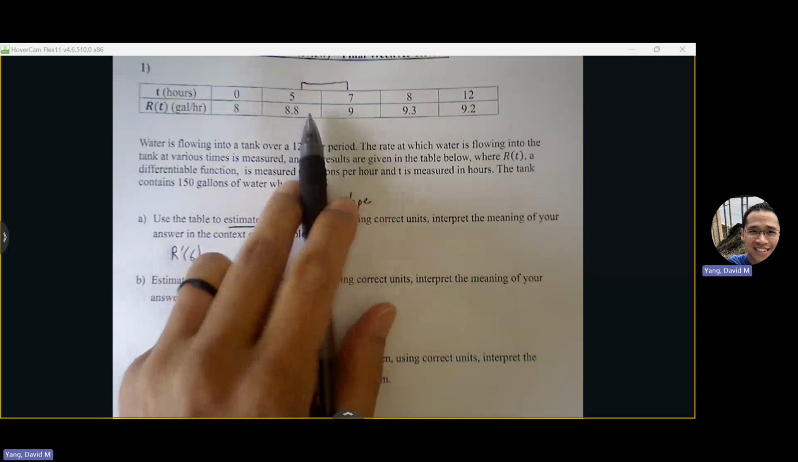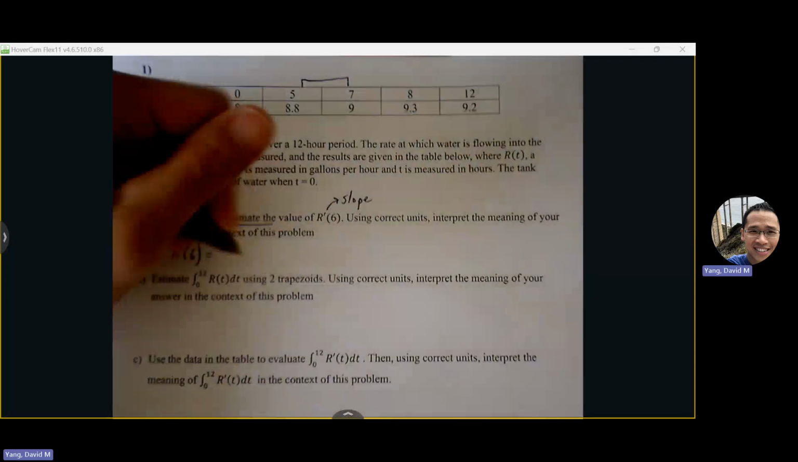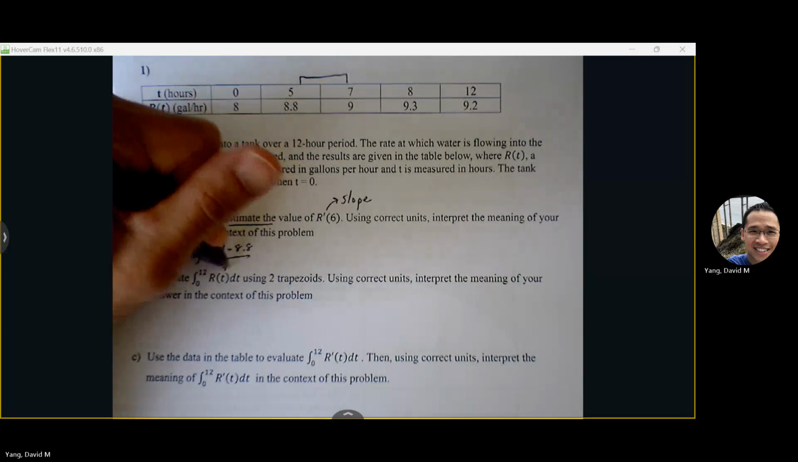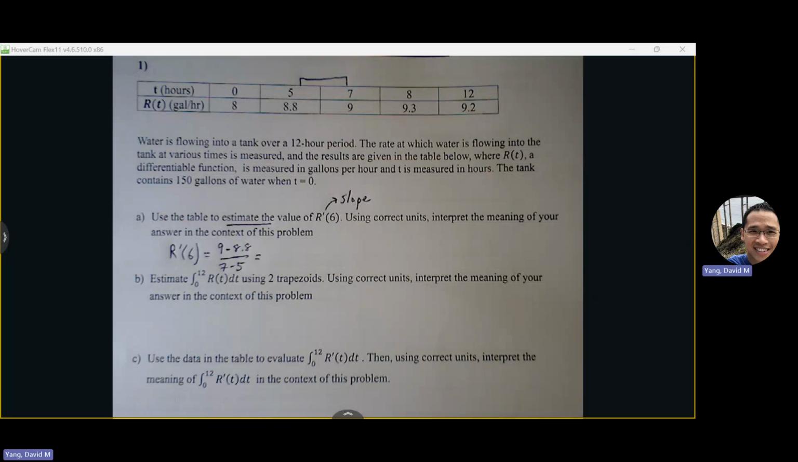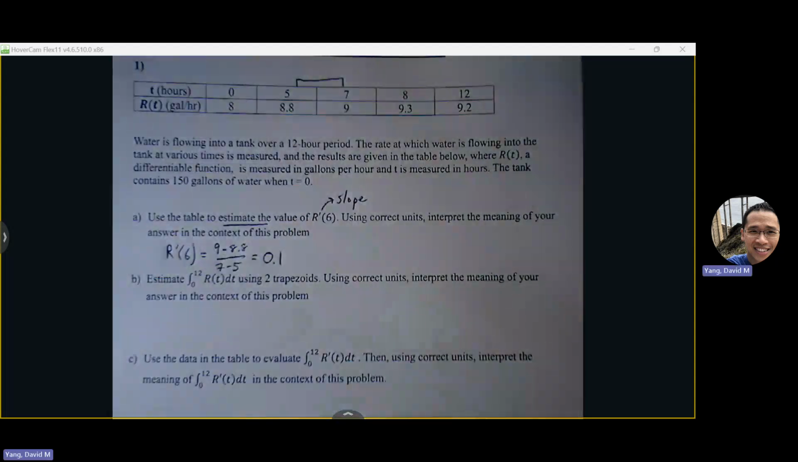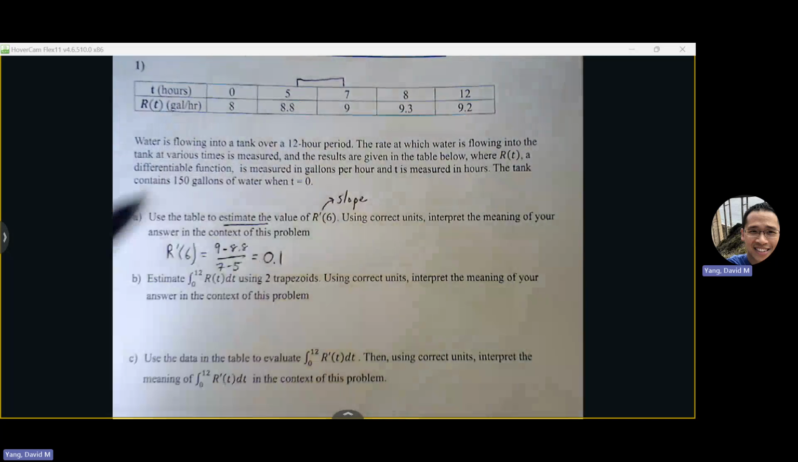So we always do change in y over change in x. Think of R of t as your y. Think of t as your x. Plug that in the calculator. I get 0.2 divided by 2, which is 0.1. And then our units, we're finding a rate of change. So gallons per hour is going to turn to gallons per hour squared.